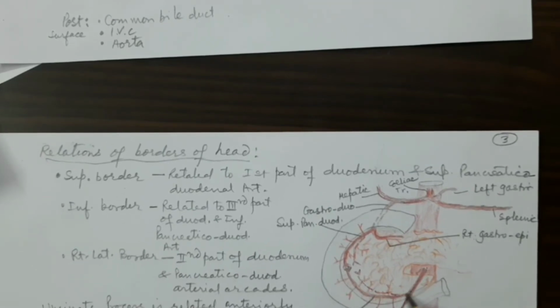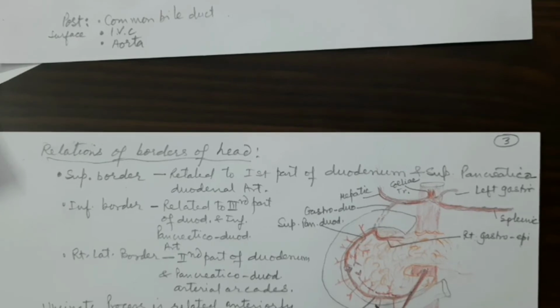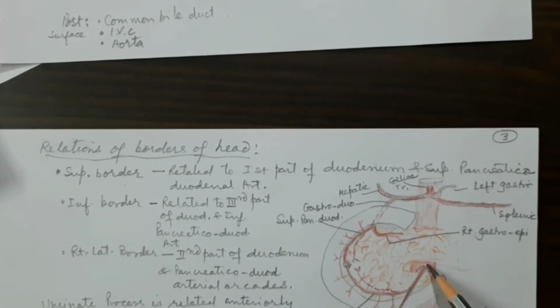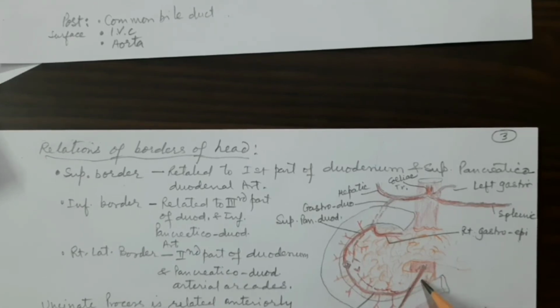And this inferior border of the head of the pancreas naturally is related to the third part of the duodenum. It is related to the third part of the duodenum and the inferior pancreaticoduodenal artery. This was the superior pancreaticoduodenal. This is the inferior pancreaticoduodenal artery, which is a branch from the superior mesenteric artery, and the superior mesenteric artery takes its origin from the abdominal aorta, and then it lies in front of the uncinate process of the pancreas.